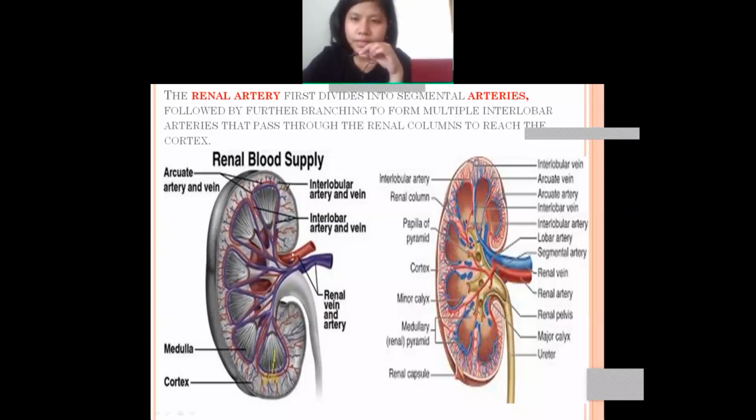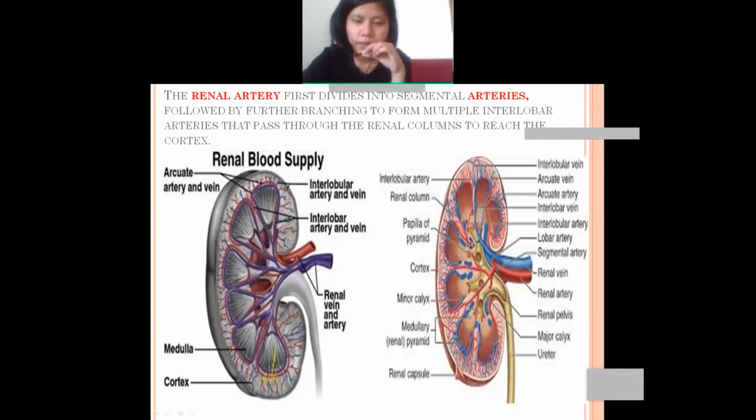After the renal artery, it is divided into different segmental arteries. So all these are the segmental arteries. And after the segmental arteries, the blood will flow to the interlobar artery. So all these are the interlobar arteries.